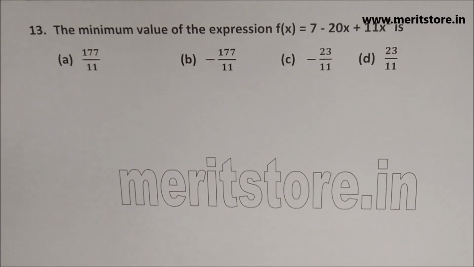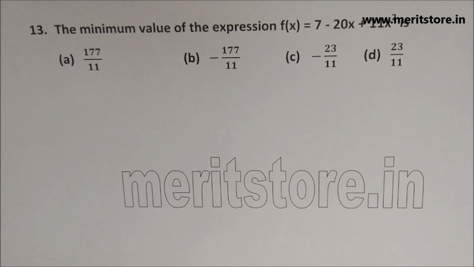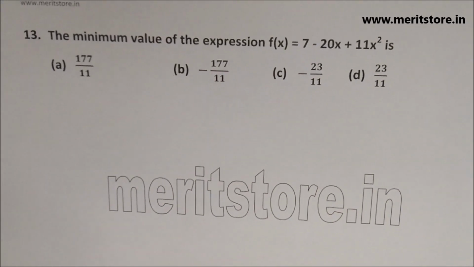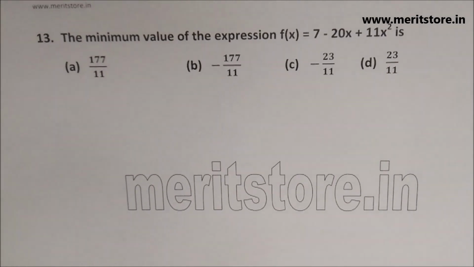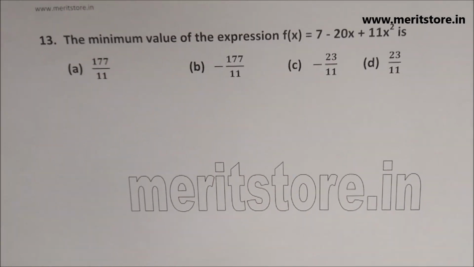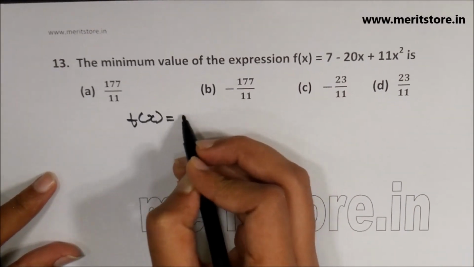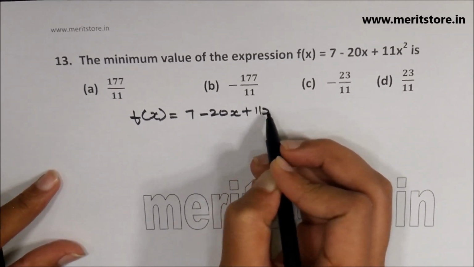Number 13. The minimum value of the expression f of x is equal to 7 minus 20x plus 11x square is option A 177 by 11, option B minus 177 by 11, option C minus 23 by 11, option D 23 by 11. We have given f of x which is equal to 7 minus 20x plus 11x square.